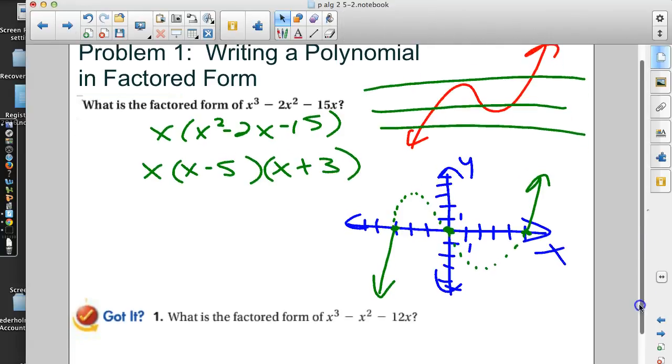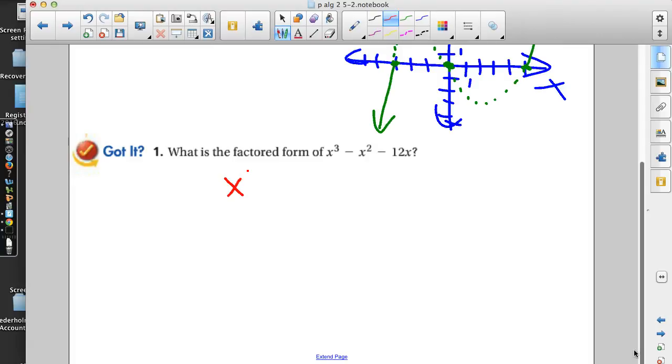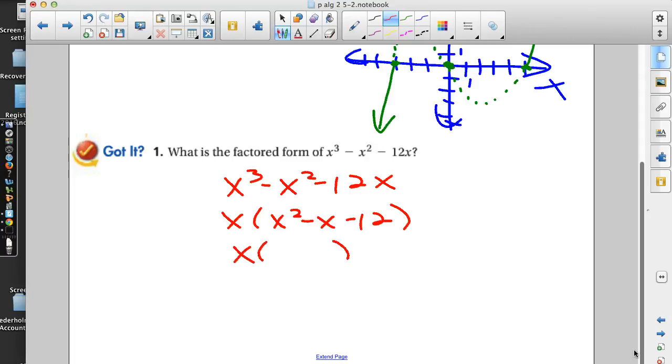So number 1 says, what is the factored form of x cubed minus x squared minus 12x? Start through the list. Is there a greatest common factor? What is it? Let's take it out. Is that a perfect square trinomial? No. The first term and the last term have to be perfect squares for that to happen. That ain't happening. Doesn't mean we can't factor it, though. We might be able to find two binomials. So what would make this work?